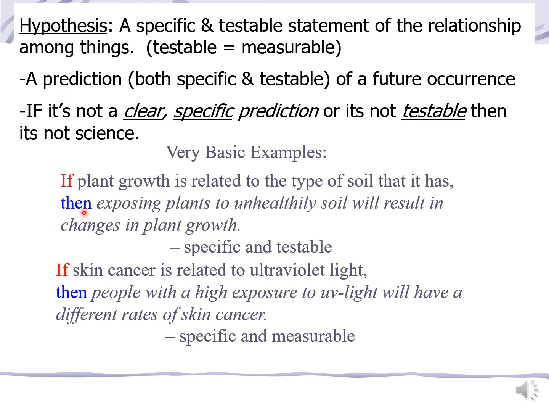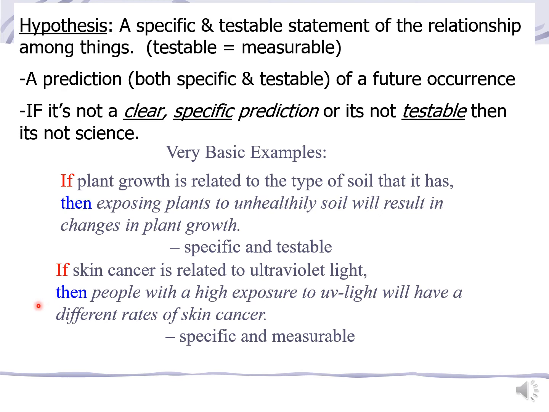If skin cancer is related to ultraviolet light, then people with a high exposure to UV lights will have different rates of skin cancer. Again, specific and measurable. You wouldn't set up an experiment when you do this, but you could look at research to see if you could find a correlation between those exposed to high amounts of UV light and what their rates are of skin cancer. These are, again, basic if-then hypotheses.